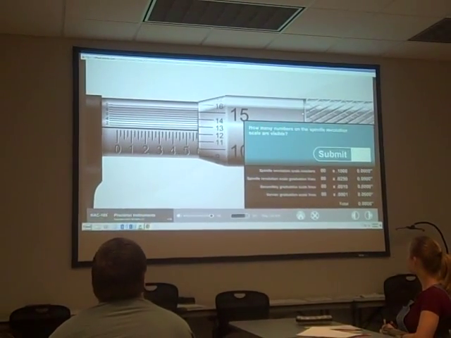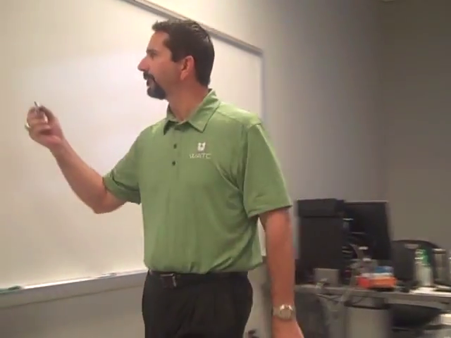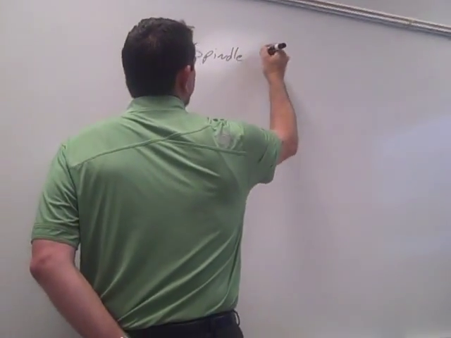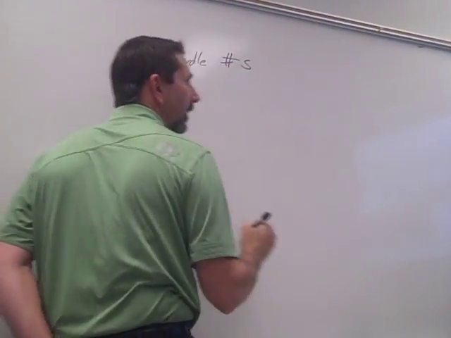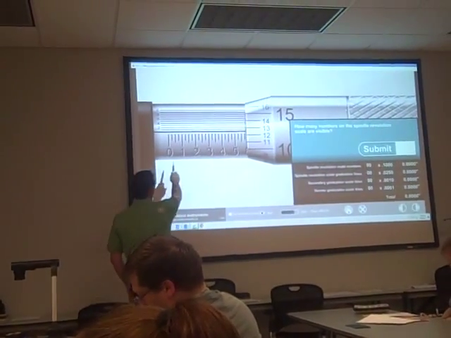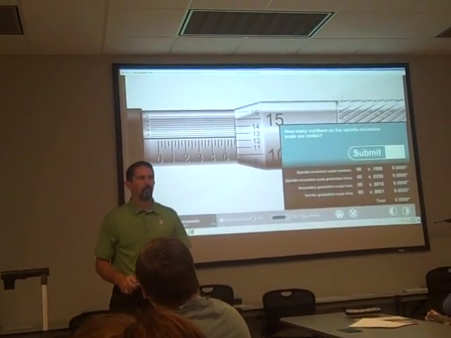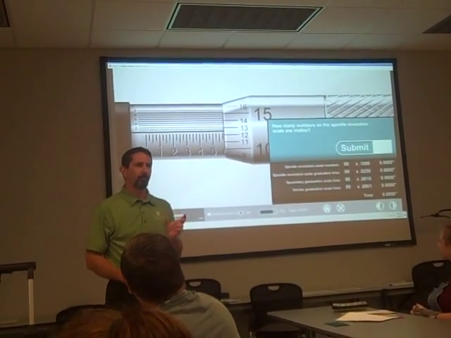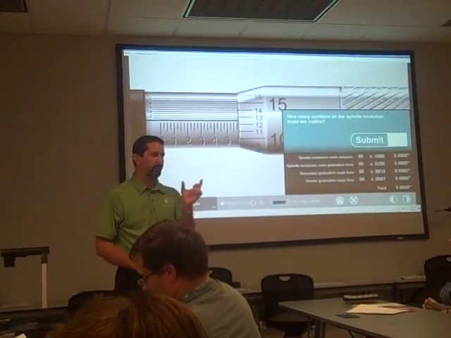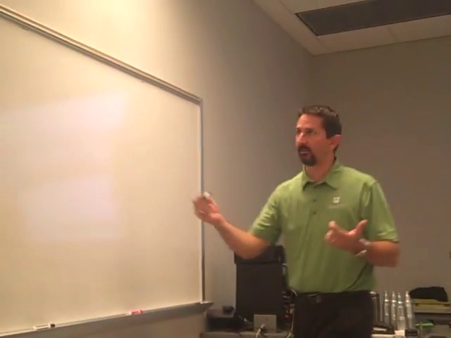Now, we have 4 scales. We have the spindle revolutionary numbers. Okay? So we have spindle numbers. The spindle numbers are indicated here. Large numbers. Micrometers only measure up to 1 inch. Now they can be different sizes, but they only measure 1 inch. So each spindle scale number is worth 1/10 of an inch.